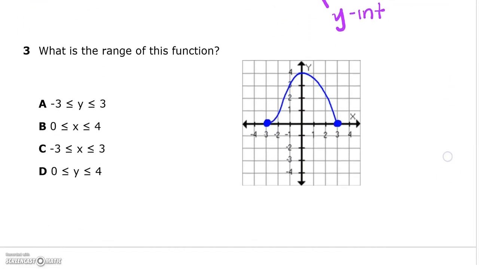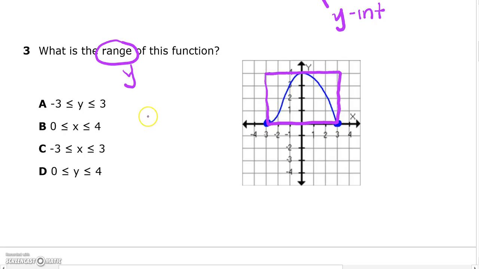Okay, what's the range of the function? First of all, range is your y values. So you should be able to cross off some answer choices just from that. And then when you make your box, range is from bottom to top. So you need to look at the bottom of your box and the top of your box.